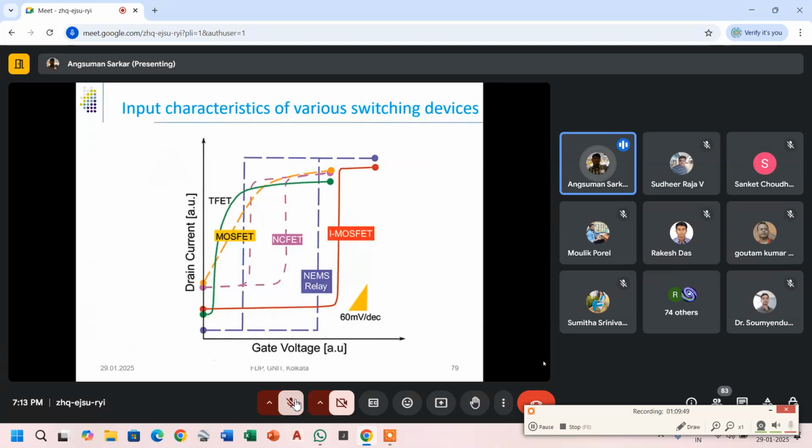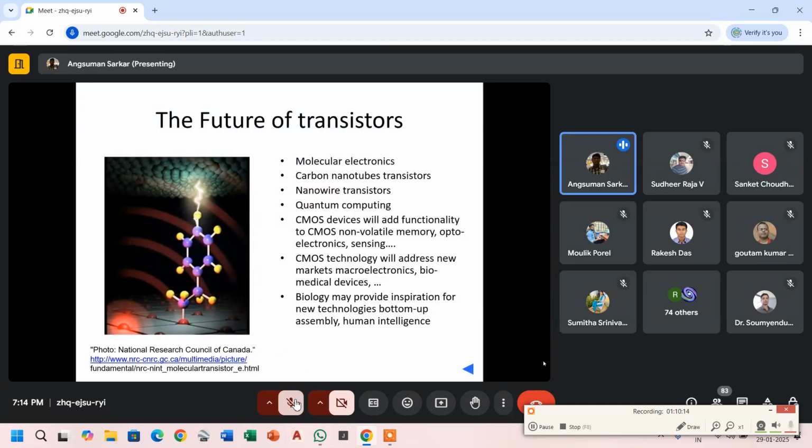So this is the input characteristics of various switching devices. You can see on the left-hand side, on the y-axis, there is the drain current, and on the x-axis, there is the gate voltage. You can see where the tunnel FET is placed, where the MOSFET, the NC FET, the impact ionization FET, and the NEM relay, meaning the nano electromechanical structure relay, have been placed.